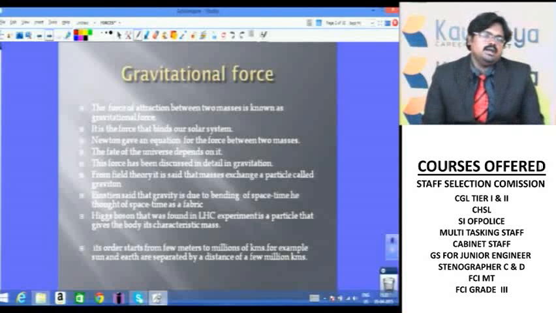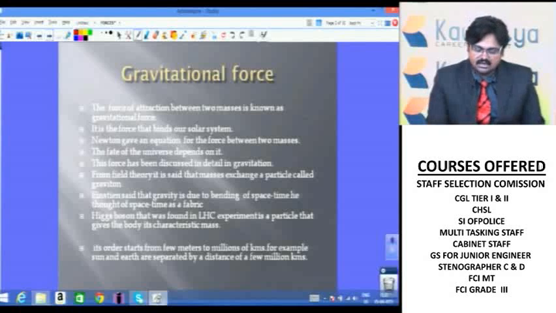Now when it comes to field theory, there is a theory called field theory. According to this field theory, how do you understand gravitation? The field theory says that there is a particle exchange going on between these two masses. This is a very important point. What I am saying is, two bodies interact. Let us consider two bodies of masses m1 and m2.